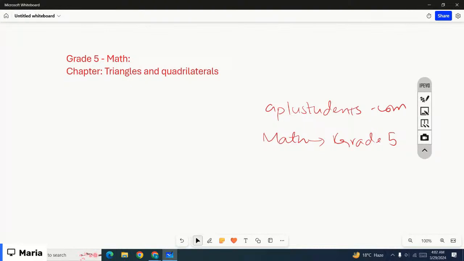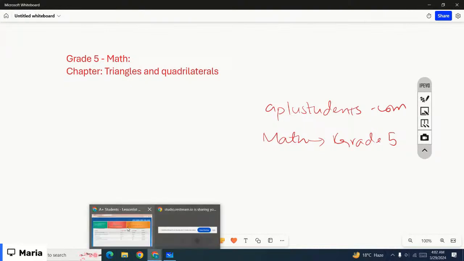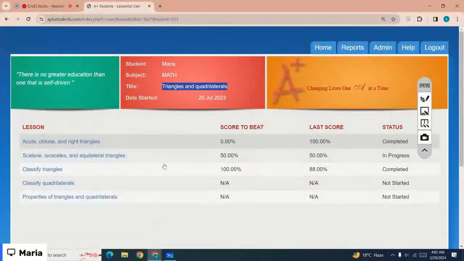Please make sure you have your notebook and pencil so that you can note down the important examples and definitions as well, right? Here I am on grade 5 math. The chapter we are on right now is triangles and quadrilaterals. So let's start with the first lesson, that is acute, obtuse and right triangles.